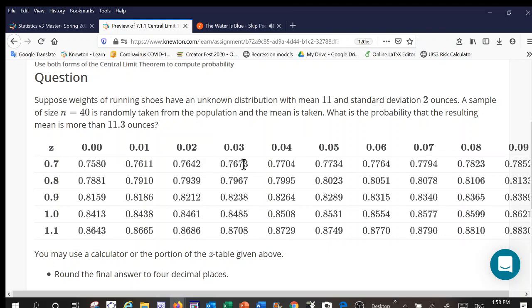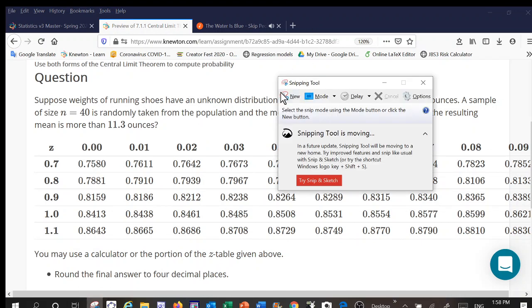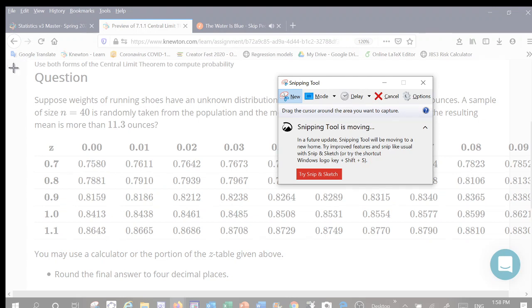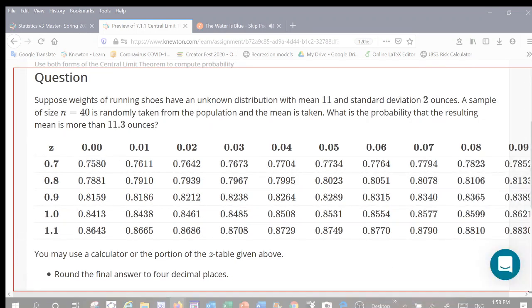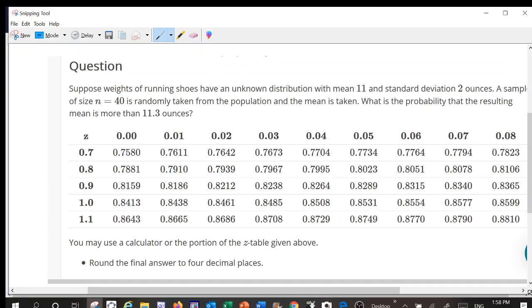Okay, now we want to be able to write on this. So what I'm going to do is I'm going to pick this so we can have something to write on. There you go. See if we can write on this.